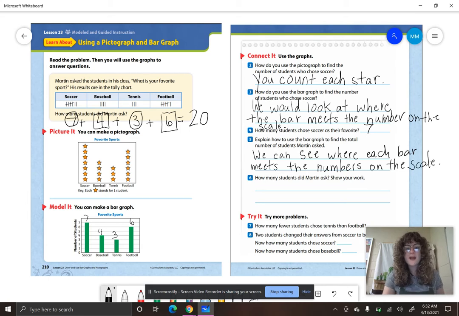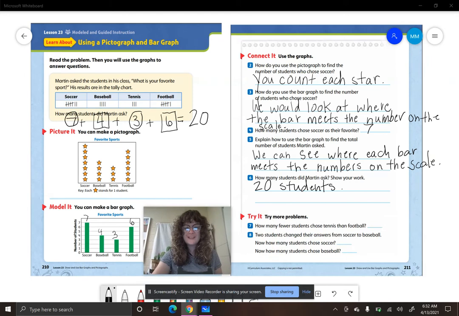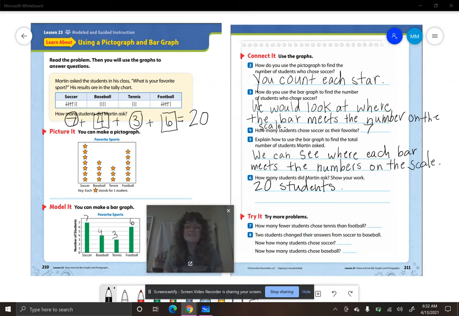All right, number 6 says, how many students did Martin ask? Did we already solve that? So we can write 20 students. We already solved that. Whoa, Miss Mason needs to spell students correctly. We already solved that problem over here. All right, Miss Mason's gonna go mobile. There we go. All right, let's look at 7.